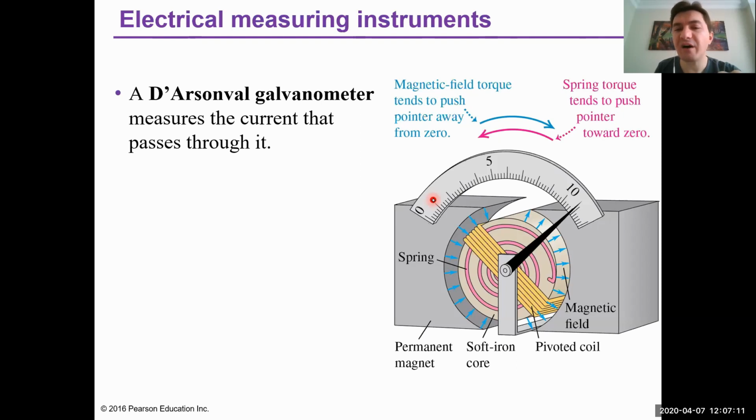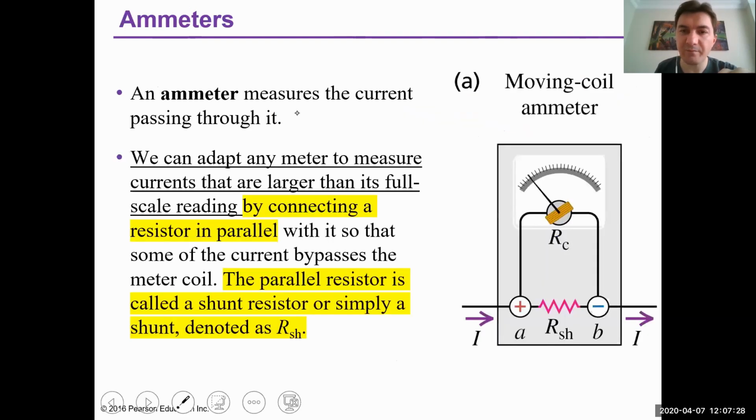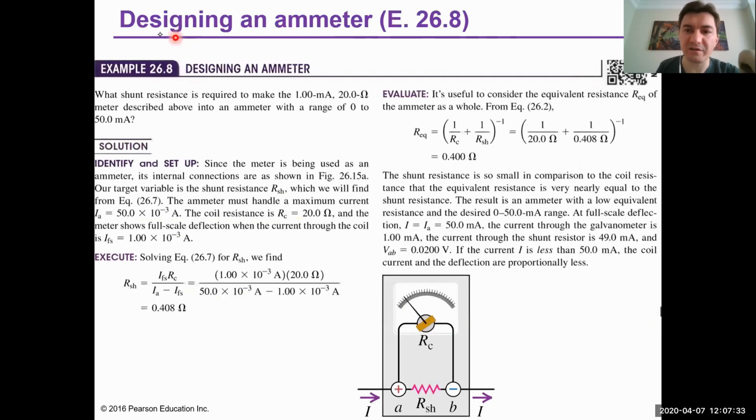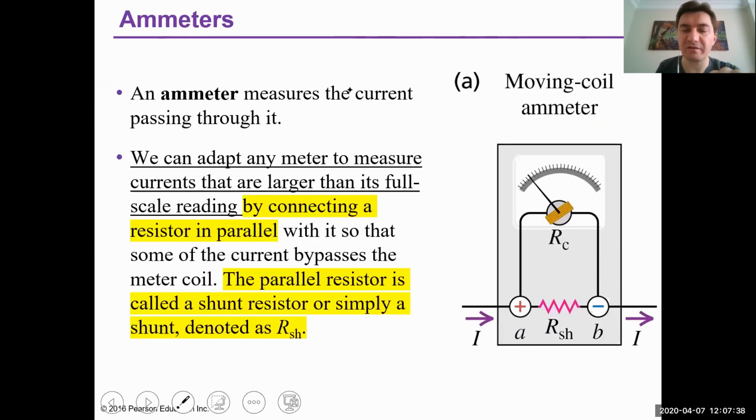You can also find much information on the internet. There are also many videos, so you can see much more detail about the working principle of these galvanometers. Now let me show you how to use them in ammeters and also in voltmeters. Both of them contain such galvanometers. So here we have an ammeter. Ammeters measure the current passing through them.